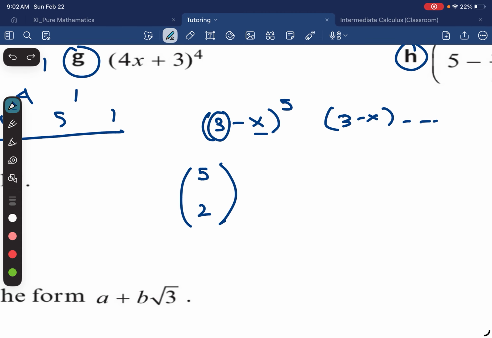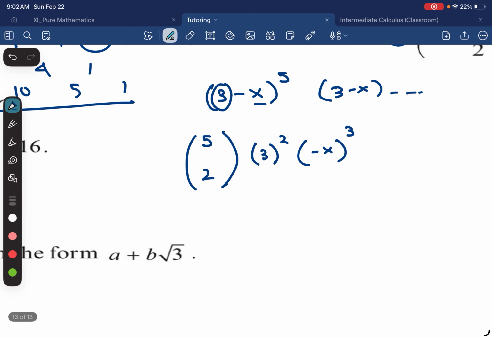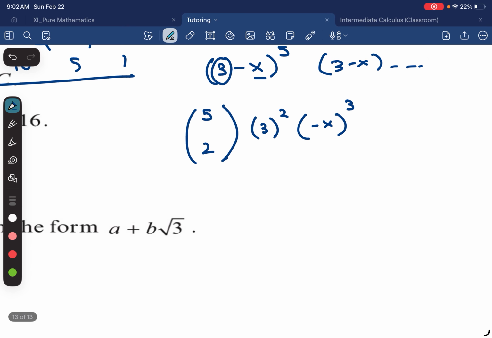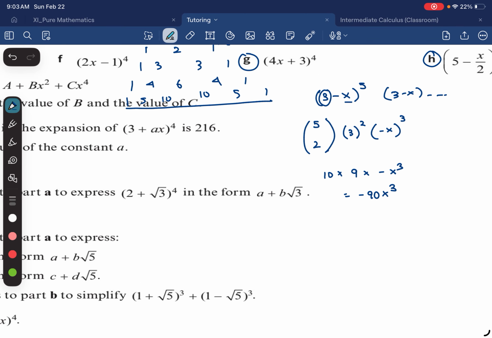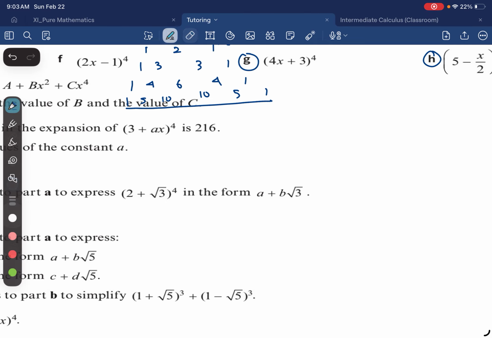So if I select 2 3's, I'm going to automatically select 3 of minus x's, right? And it's the same thing. It is 5 factorial over 2 factorial times 3 factorial. And when you evaluate it, that's just going to give you 10 times 3 squared, which is 9, times negative x cubed. And that gives you negative 90 again. So whichever is easier for you to think. If you do this, you don't have to expand the whole thing out. So for the next question, let me do it this way because it's shorter, right?